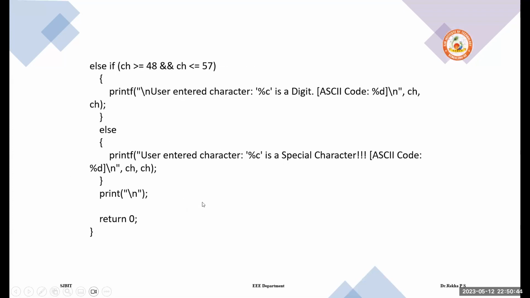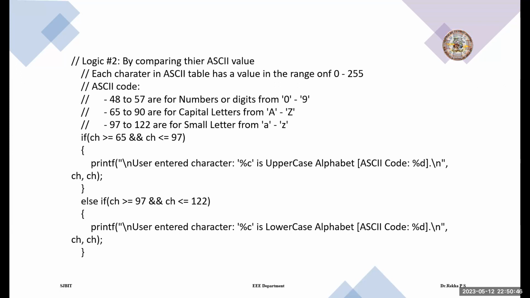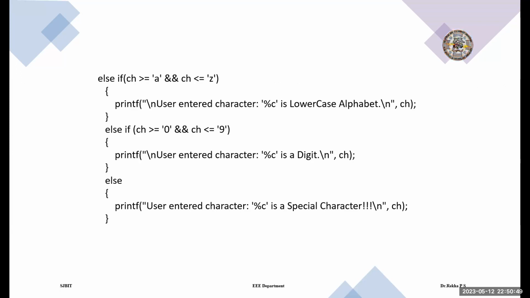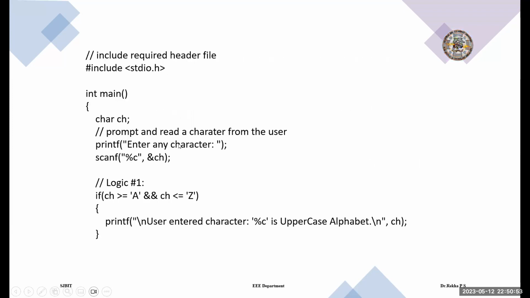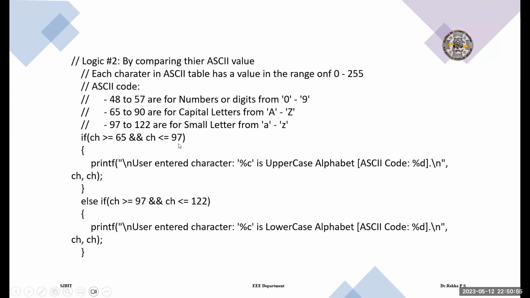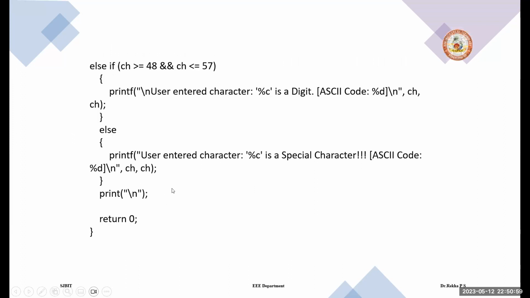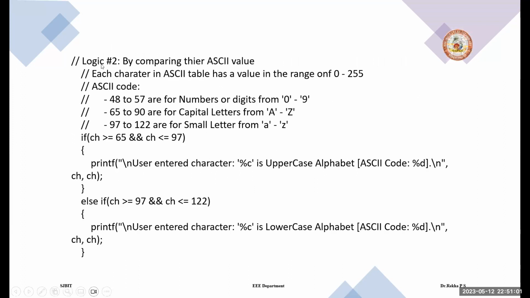So, logic 2. How logic 2? Because this is logic 1. Logic 1 means I have used ASCII values. Now I am going to tell you how to do it by comparing their ASCII values. You can execute it and we can check the condition.